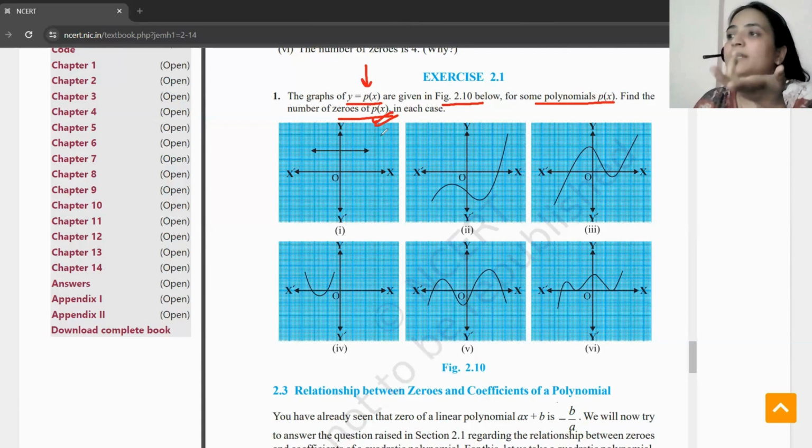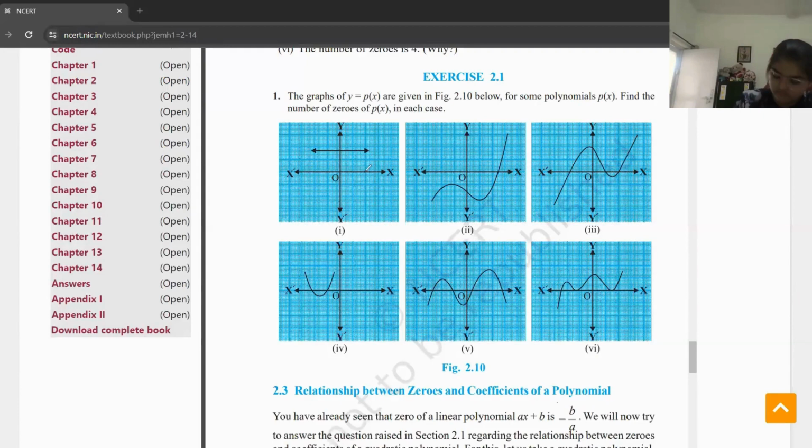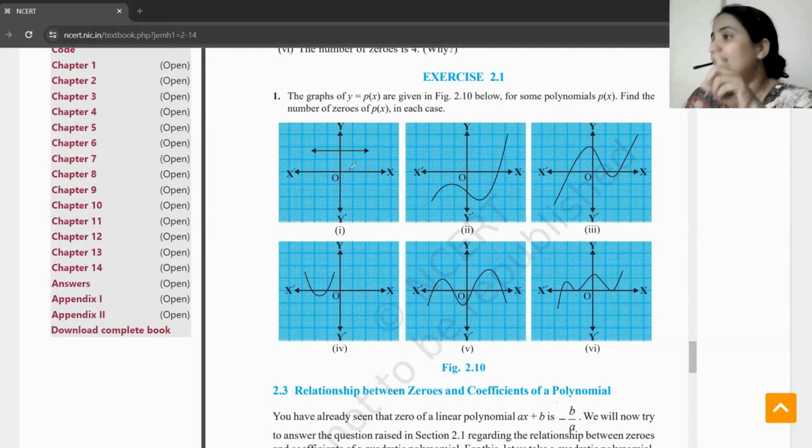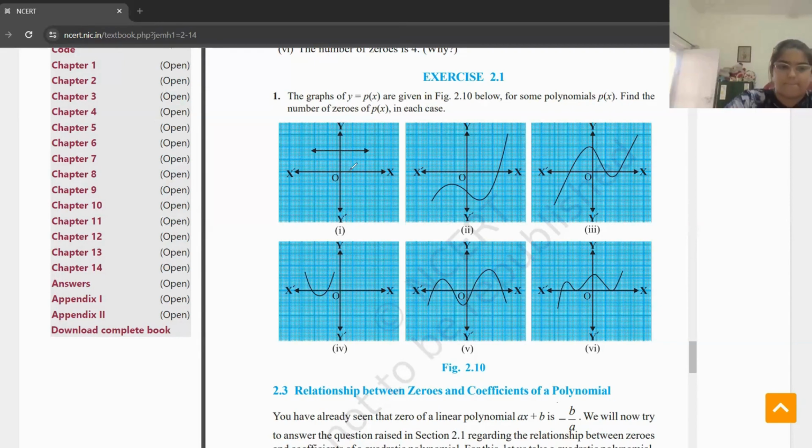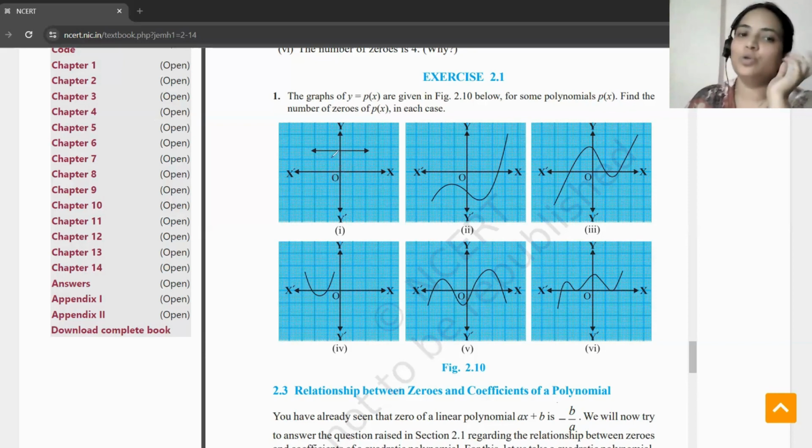If it is not cutting the x axis, p of x would have how many zeros? Okay, let's have a vote. Ma'am, 0. Yes. The number of times the line is cutting the x axis is the number of zeros. Simple, we have discussed this. So, not cutting the x axis at any point, there are 0 zeros.